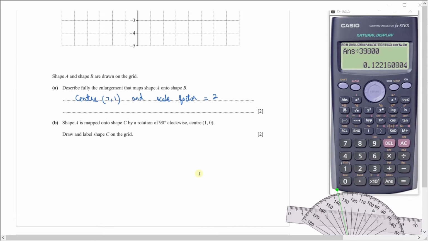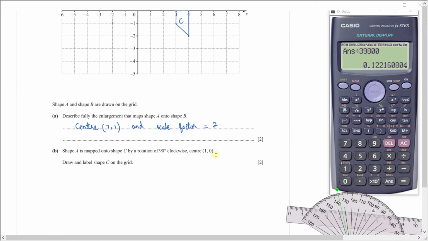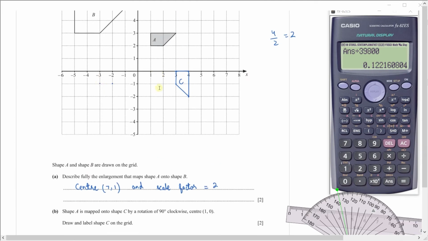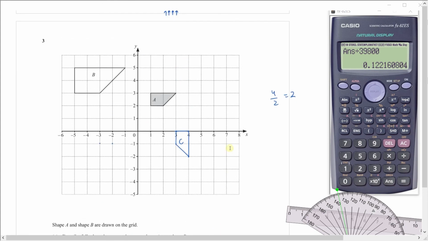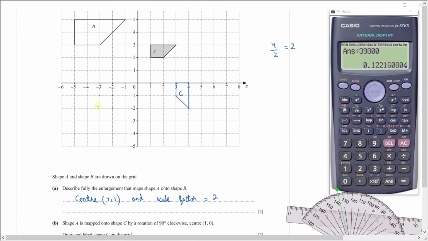So let's mark them. (-2, -1) is this point. (-3, -1) is this. (-2, -2) will be this. And then the last one is (-3, -3), which will be this point. So I will join these vertices to get my shape D. So this will be your shape D.